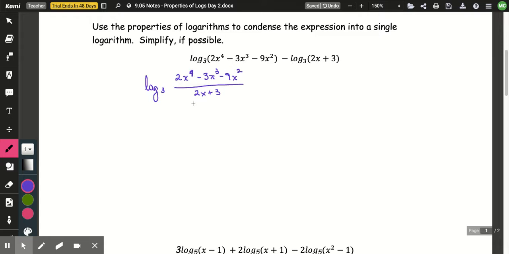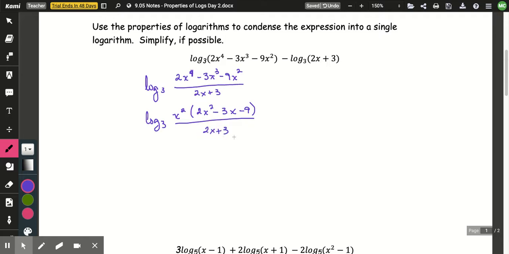Now I do want to simplify this if possible. This rational expression that is the argument of the logarithm here has a numerator that could be factored. At a glance, I see that all of the terms that are up there have an x squared in common. So I'm going to start by factoring out an x squared. That would give me 2x squared minus 3x minus 9 over 2x plus 3 still.